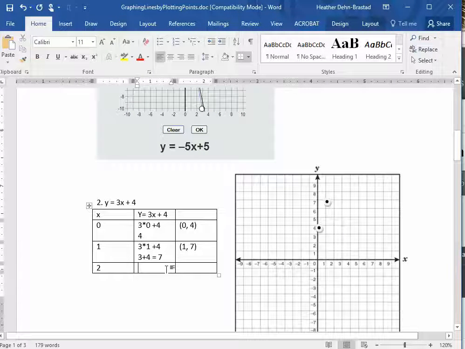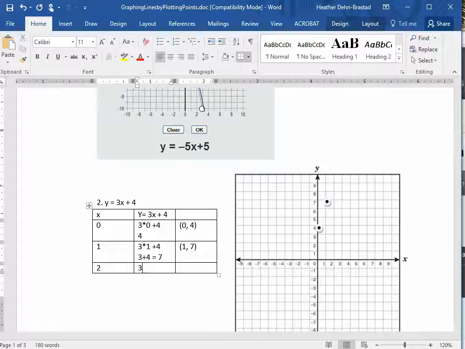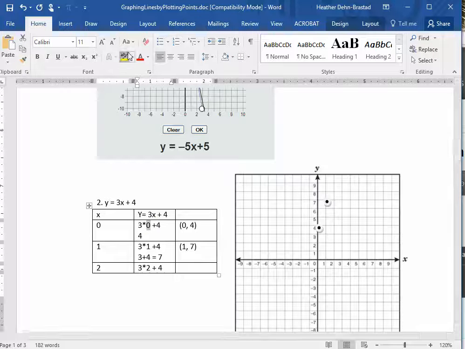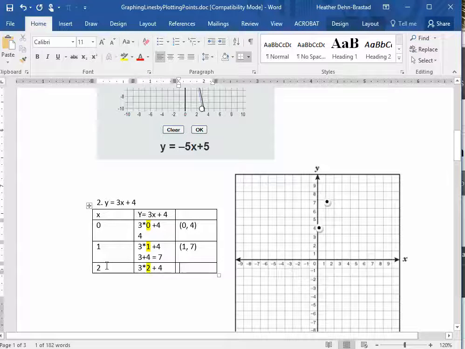And then for my next point, I have to let x equal 2. So I'd have 3 times 2 plus 4. So all I'm changing each time here is what I'm letting x be. I'm not changing anything else about the equation. It was 3x plus 4, so I replaced the x with what these values are.